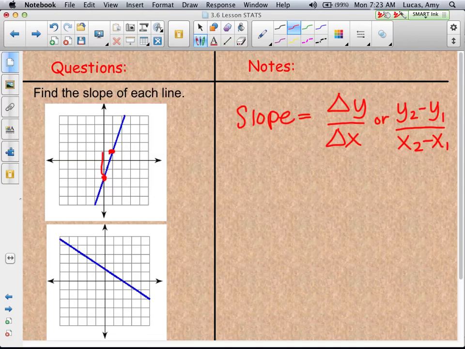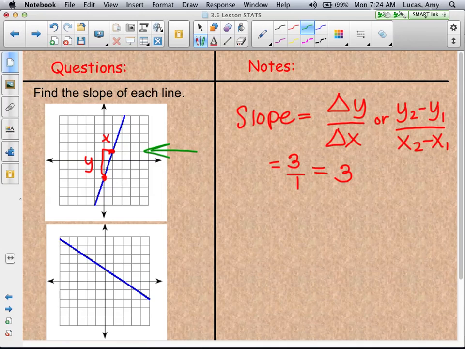So I'm going to go straight up, and then I'm going to see how much x changed by going straight across. So the change in y over the change in x. So counting my change in y, I went up 1, 2, 3. Counting my change in x, I went across 1. So my slope is 3 for that first line. Change in y over change in x. The slope of this line is a positive slope. It's going up from left to right. So my slope is positive 3.